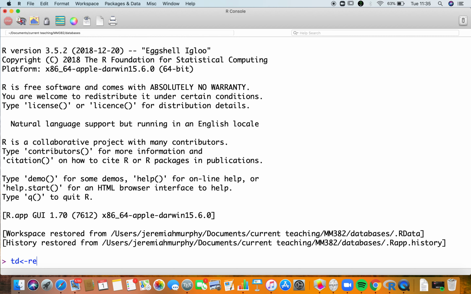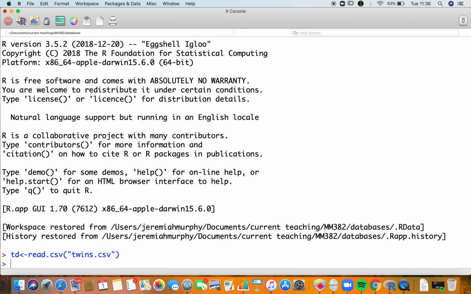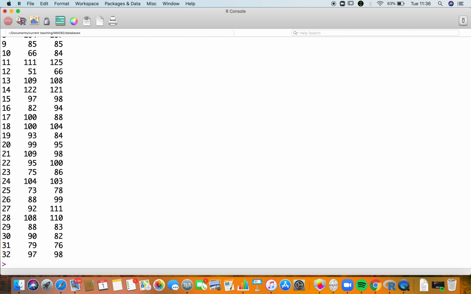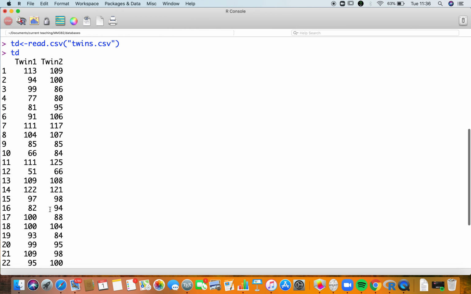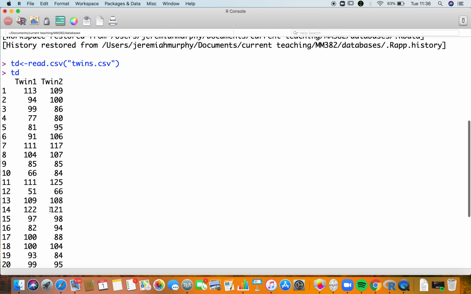I've saved the twins data as twins.csv. Okay. And if I see what's in TD, because I know it's not a very big file, I get this response here. So this is what you should be able to load into R.